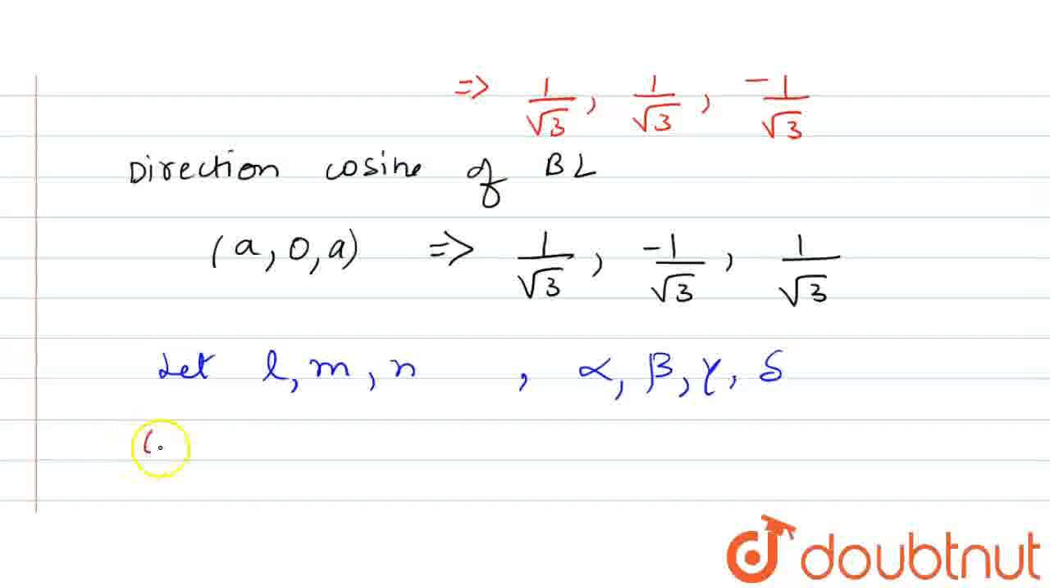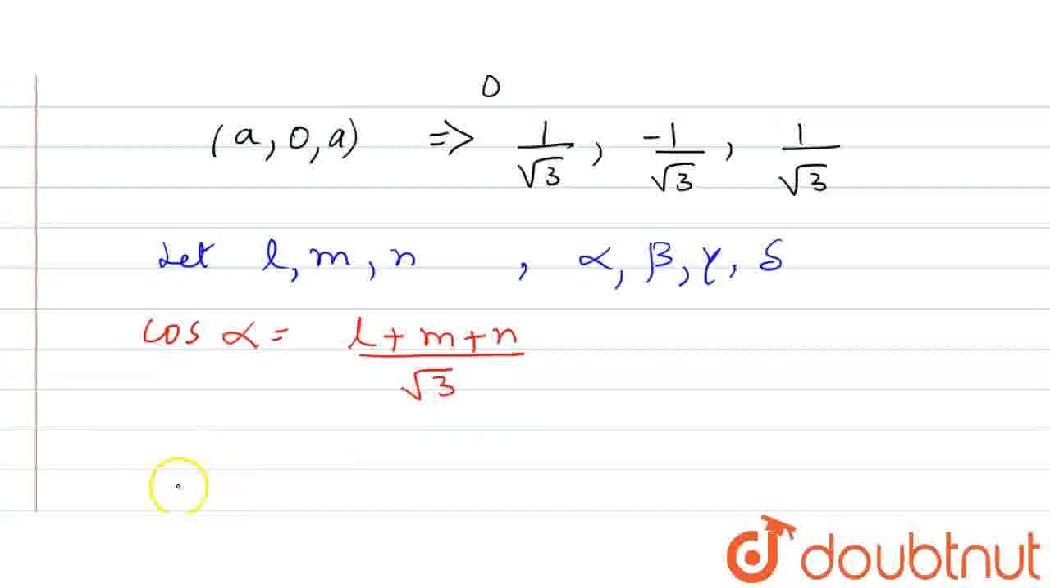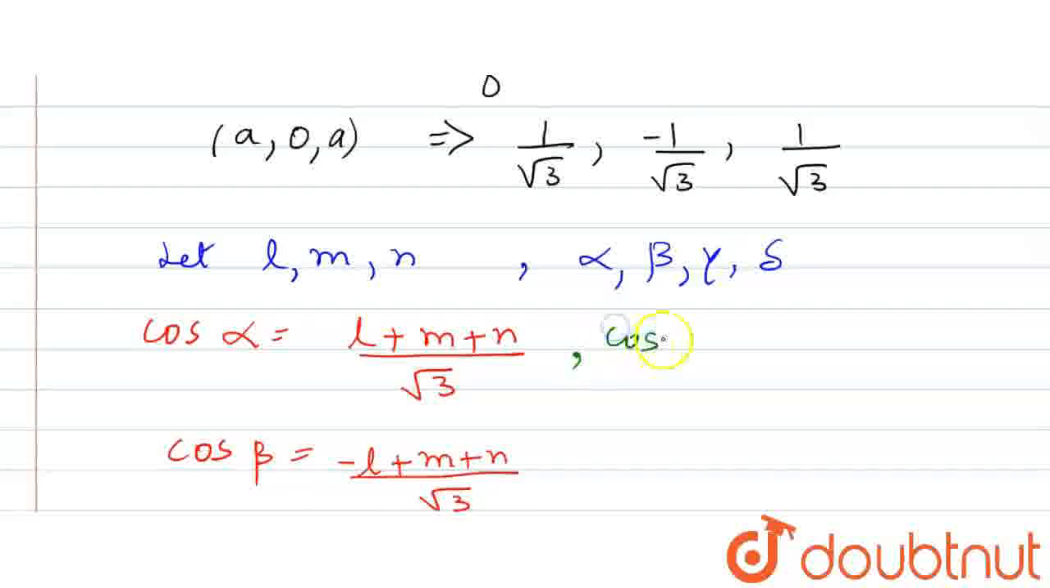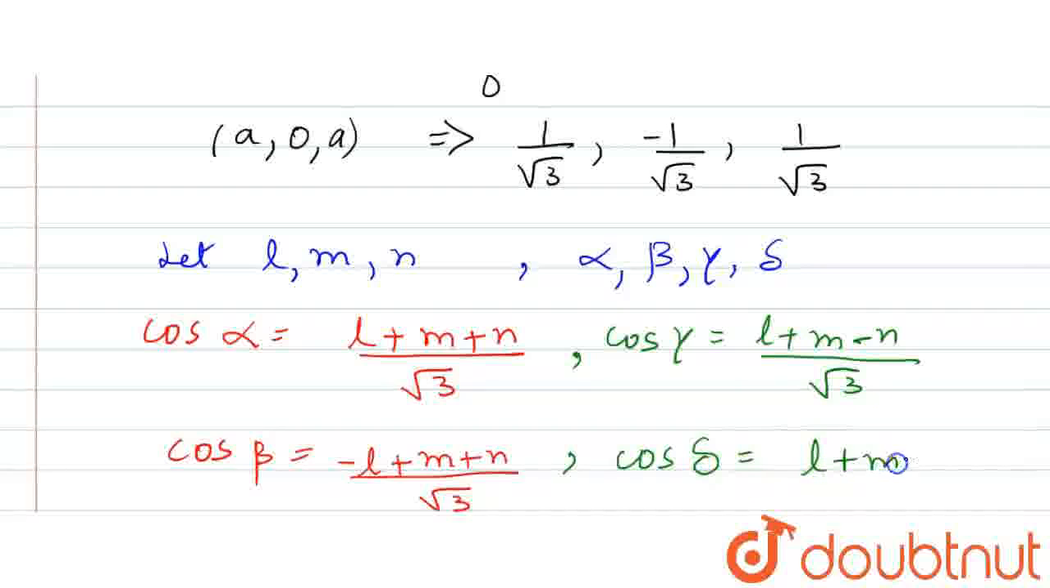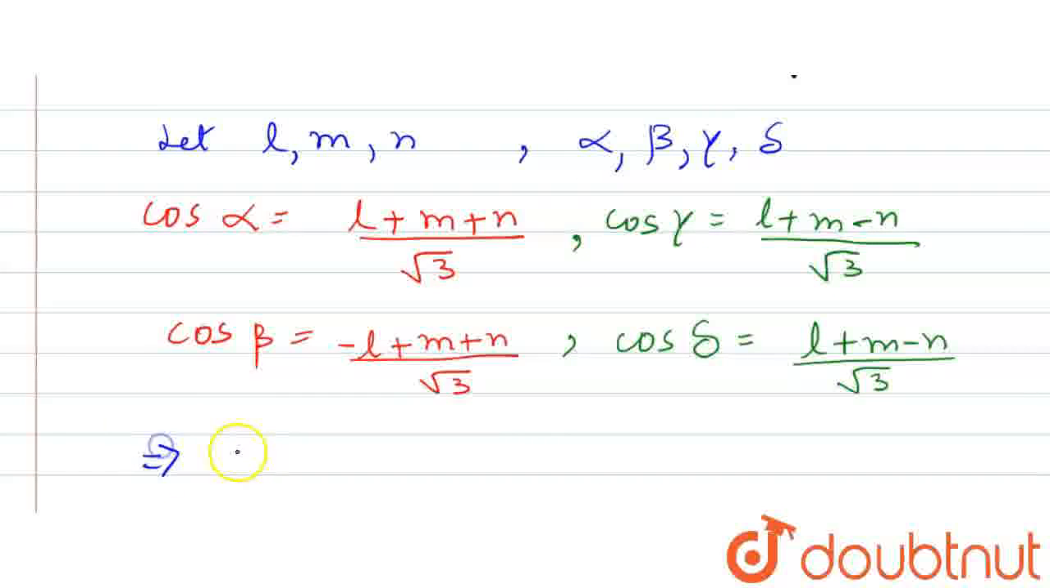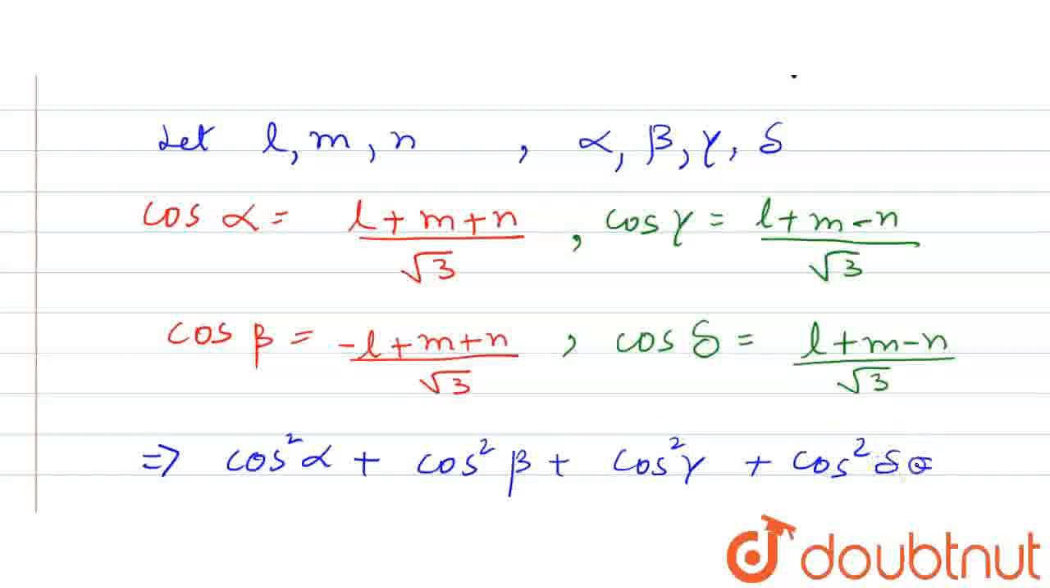So their corresponding cosines will be: cos alpha will be L plus M plus N by root 3, cos beta will be minus L plus M plus N by root 3, cos gamma will be L plus M minus N by root 3 and cos delta will be L minus M plus N by root 3. Thus, according to the question, we have to show that cos square alpha plus cos square beta plus cos square gamma plus cos square delta is equal to 4 by 3.